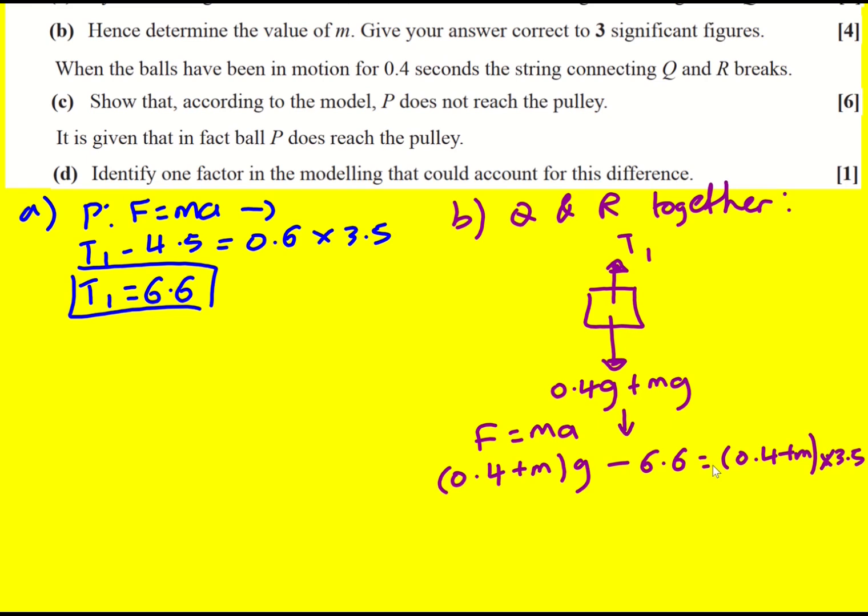What we can do actually is imagine you had xg minus 6.6 equals 3.5x. Maybe I should write it now as 9.8x. All I need to do is do 9.8 minus 3.5.